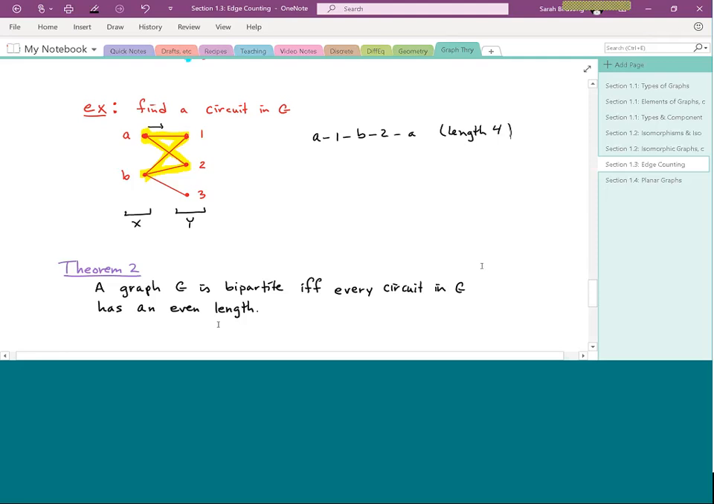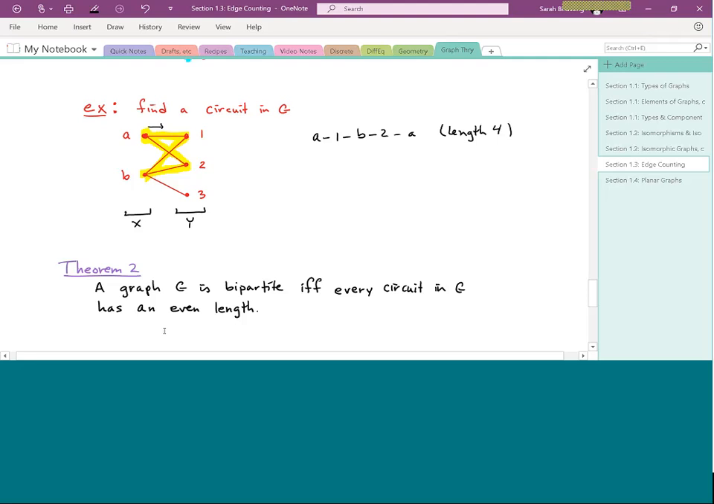That odd length guarantees that maybe you have a triangle-shaped or a length 3 circuit, which is where you would get the extra edge between two vertices on the same side. A circuit of length 1 doesn't happen in simple graphs. If you have a circuit of length 5, same sort of idea. You go back and forth a couple of times, but then you've got one edge that stays on the same side.